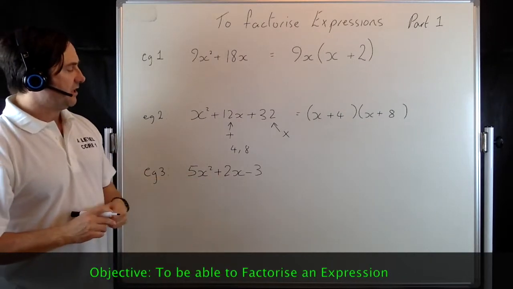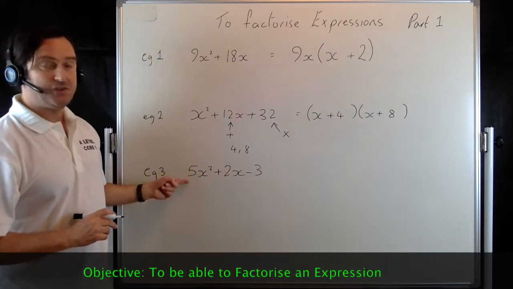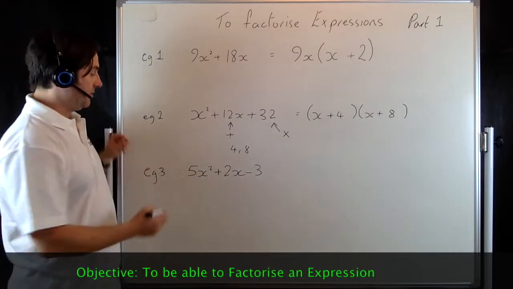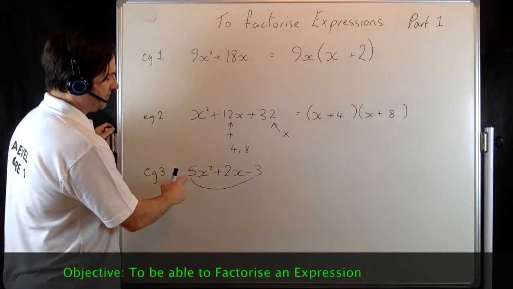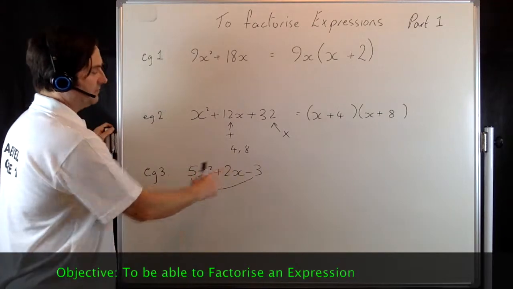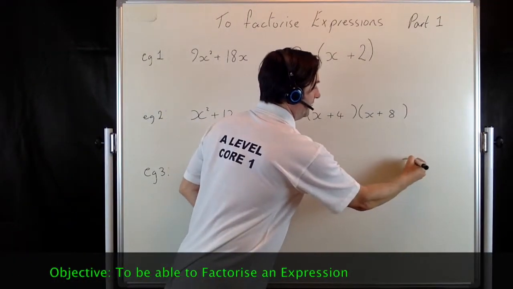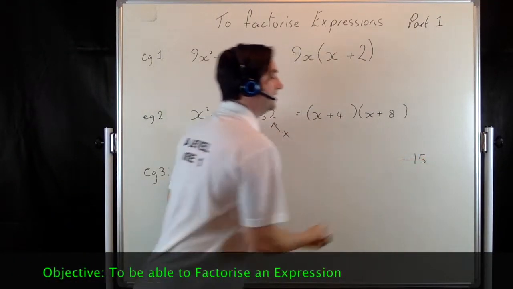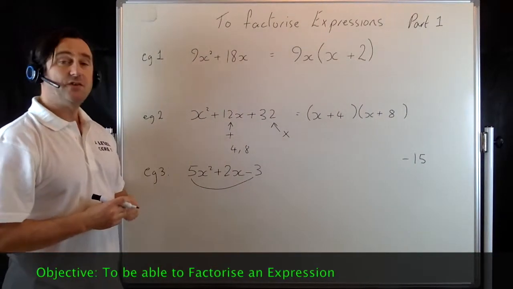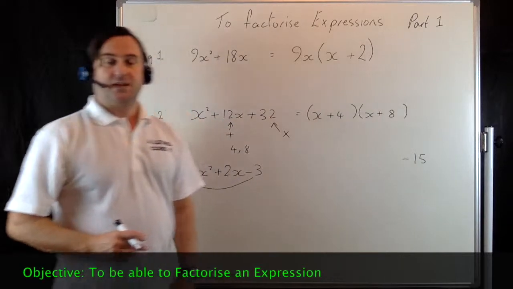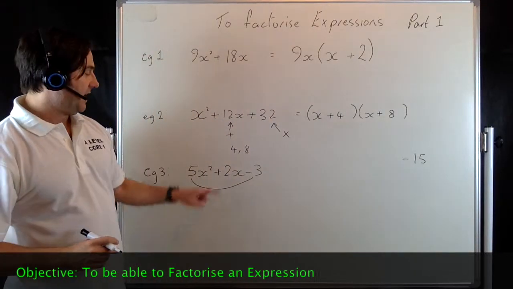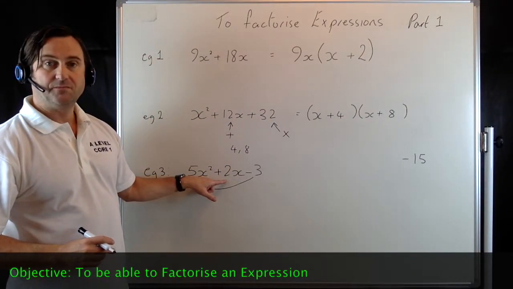Example 3, slightly harder one. This time we've got a coefficient in front of the x squared. What we need to do for that is we need to multiply the first number by the last. 5 times negative 3 gives you negative 15. I'll just write that over the page there somewhere. We're now looking for two numbers that multiply to give negative 15 and that add to give 2.